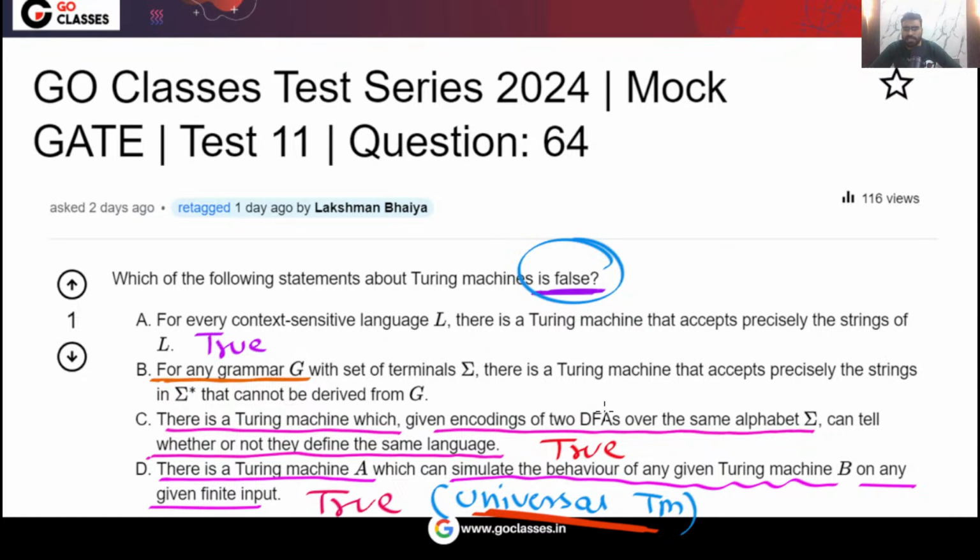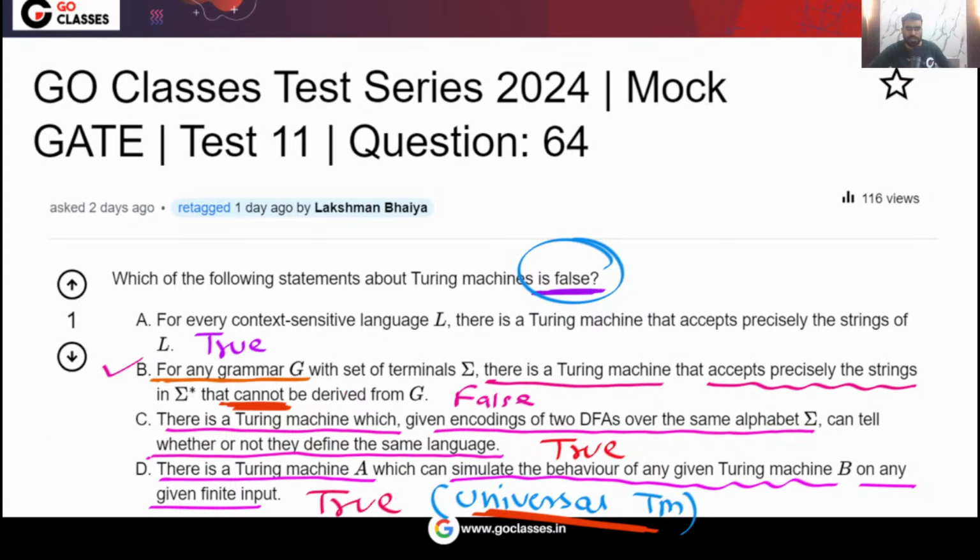So when I say for any grammar, am I talking about regular grammar, context-free grammar, or type 0 grammar? Yes, type 0 grammar. So very simple. For any type 0 grammar, there is a Turing machine that will accept precisely the strings not derived by this grammar. This statement will be false.